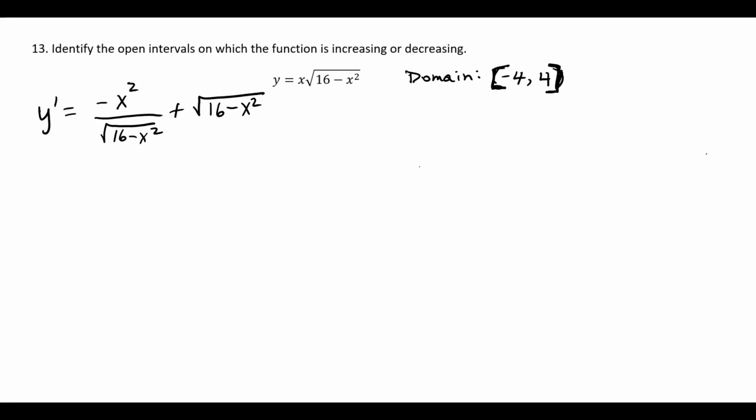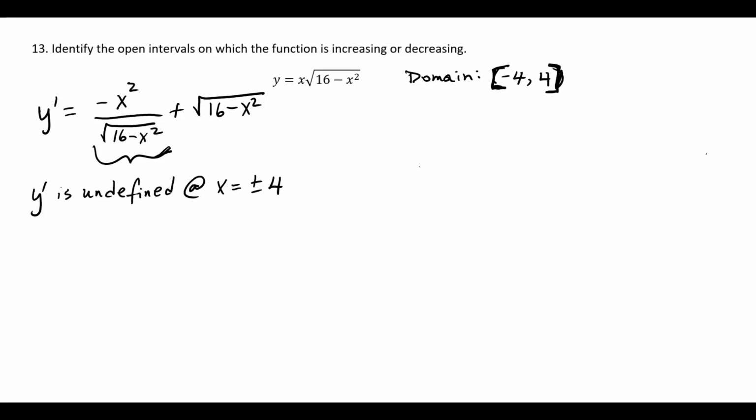Now we need to look to see what values of x are going to make this equal to 0 or make it undefined. The function, if you look at it, is undefined when your denominator is equal to 0. So I have a fraction, and I want to look to see where the denominator is equal to 0. It's going to be equal to 0 at the endpoints of our domain. So I know that y prime is undefined at x equals plus or minus 4. So I know that plus or minus 4 are critical numbers.